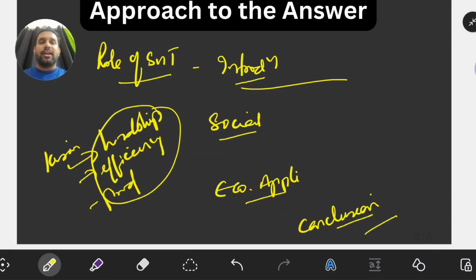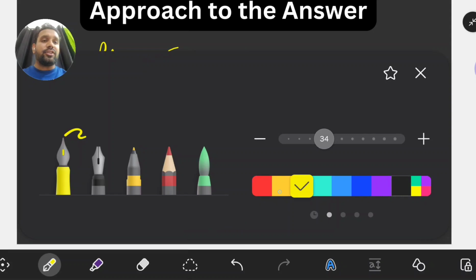Along with that, ensure the privacy, security and safety of the individual. And also the government should collaborate with benchmark practices across the world, along with the various United Nations organizations. Like that you can write. In the introduction, you are going to write what SNT actually gives. Here you are going to write social and economic applications. I will tell you what the social applications are.